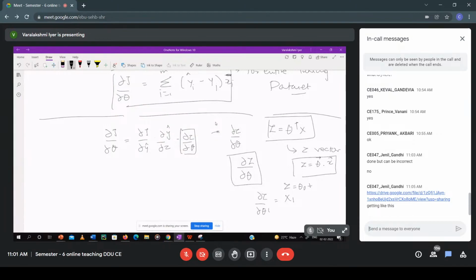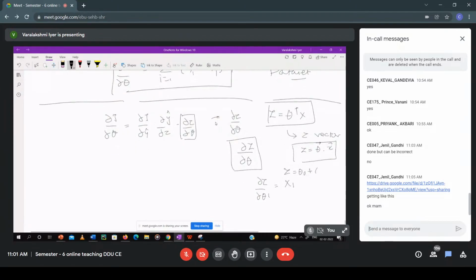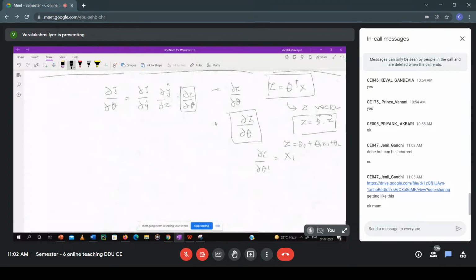I think if you try to simplify this, you will get the appropriate result. See, del z upon del theta 1 will be x1. Similarly, because z equals theta 0 plus theta 1 x1 plus theta 2 x2 and so on. So in short, we can say that del z upon del theta will be equal to x, right?